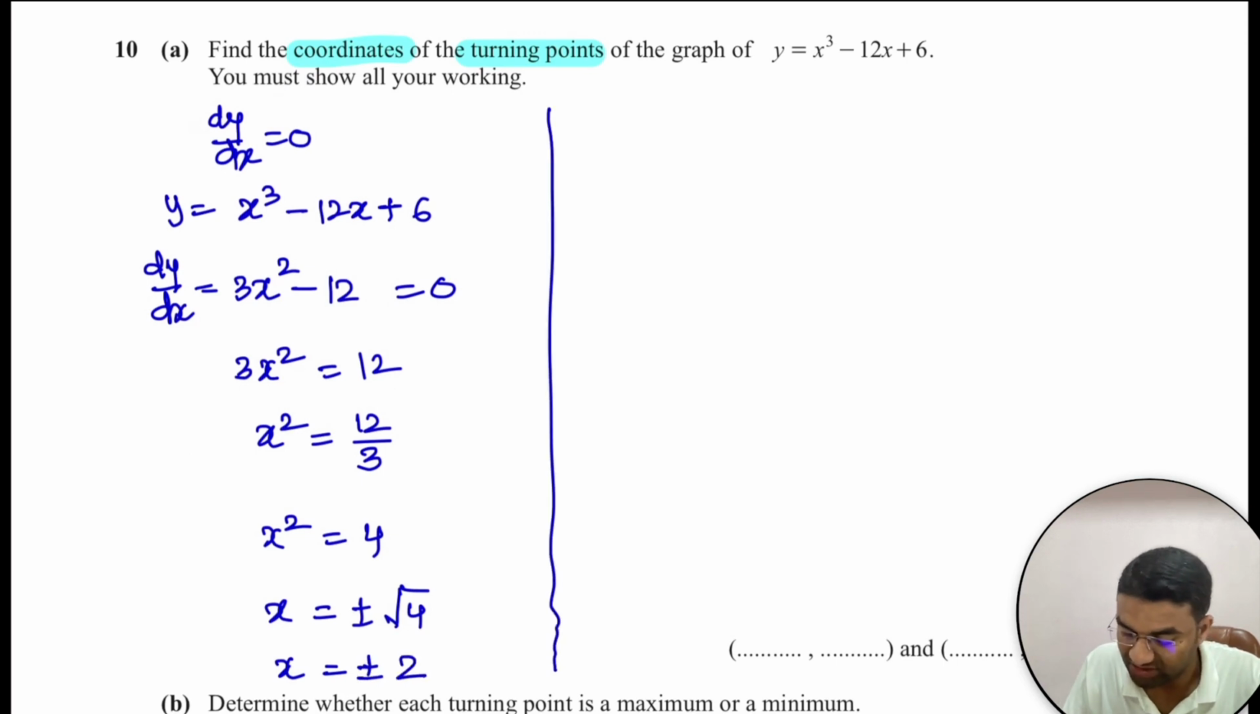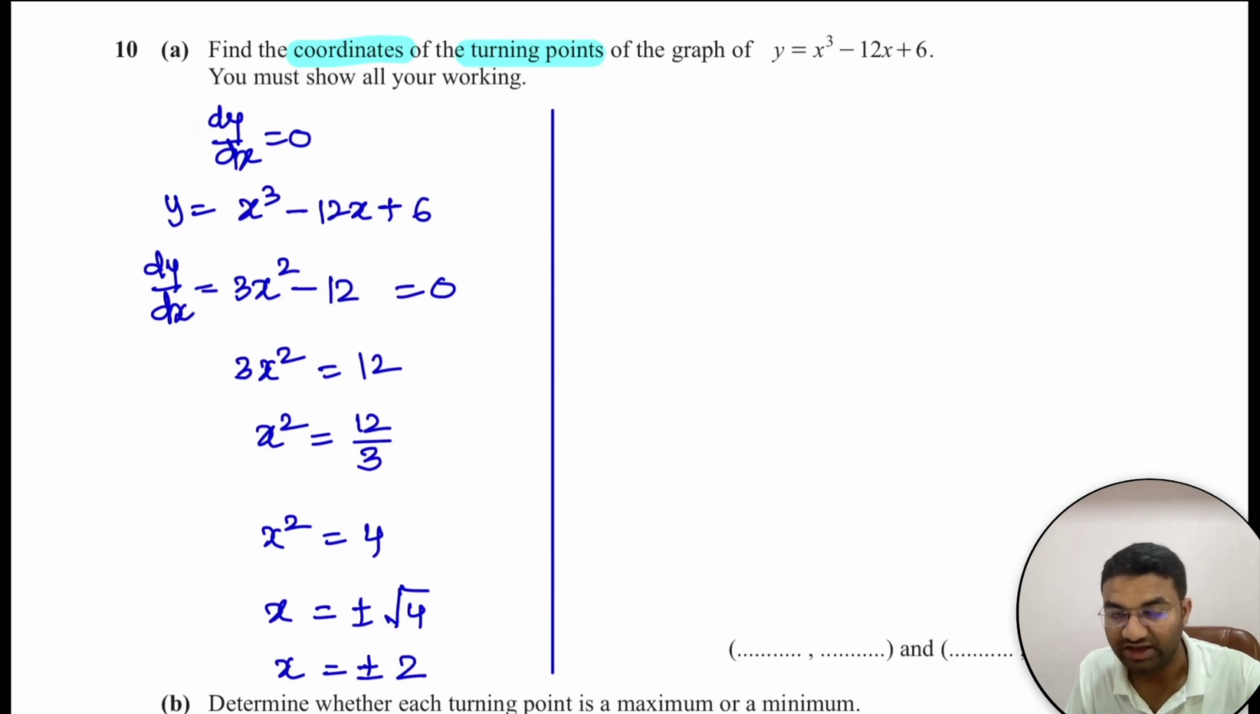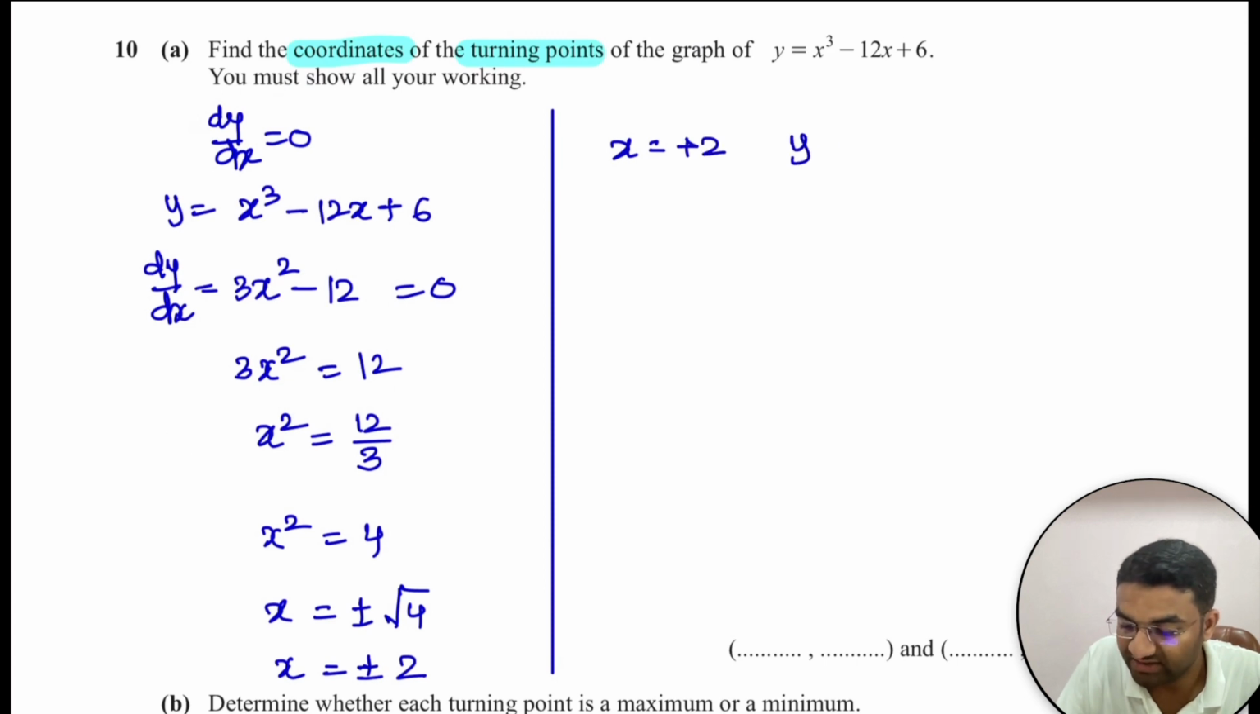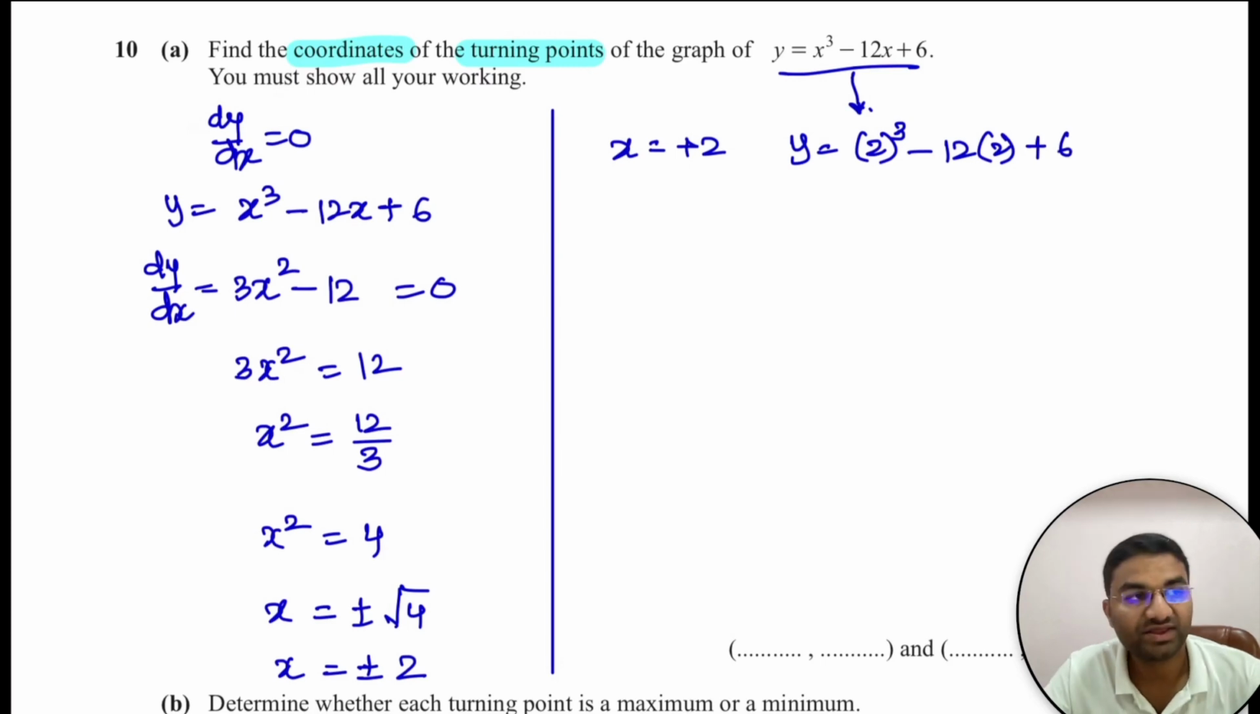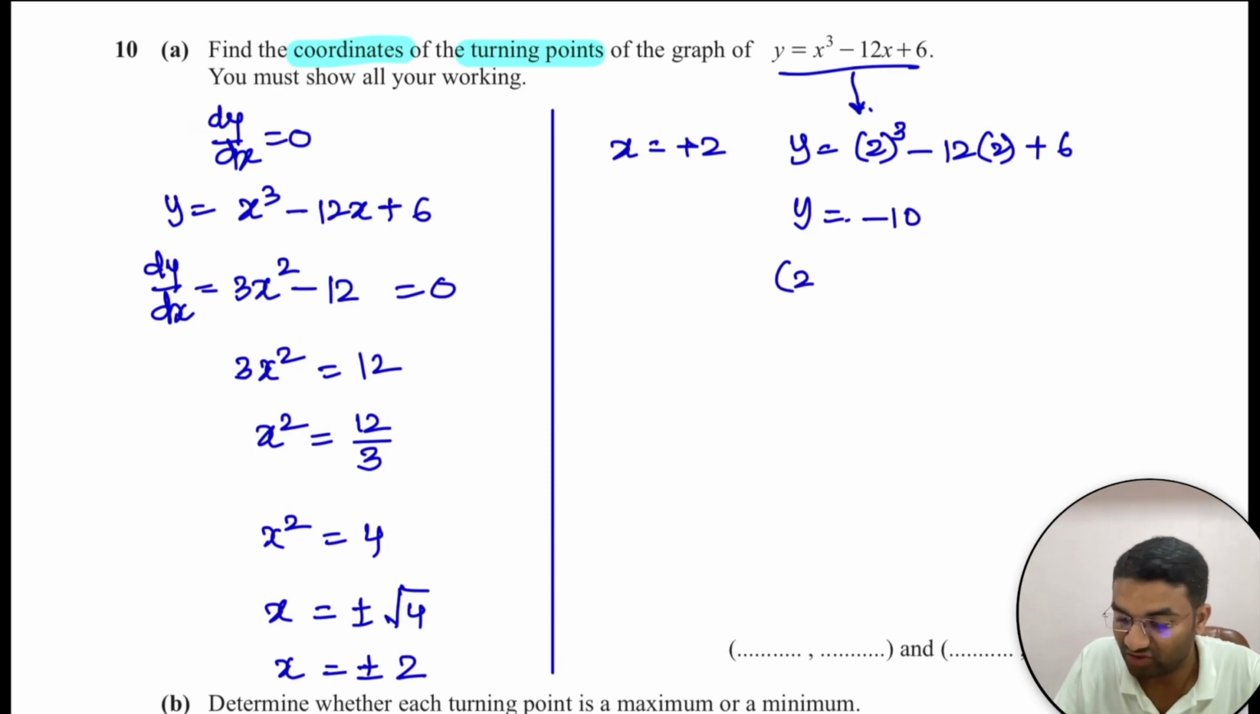Now, once we got the two x values, you have to substitute them in the given equation as well. So when x is equal to positive 2, y is equal to 2 cube minus 12 times 2 plus 6. 8 plus 6 is 14, 14 minus 24 is minus 10. So we got the first coordinate, that is 2 comma negative 10.